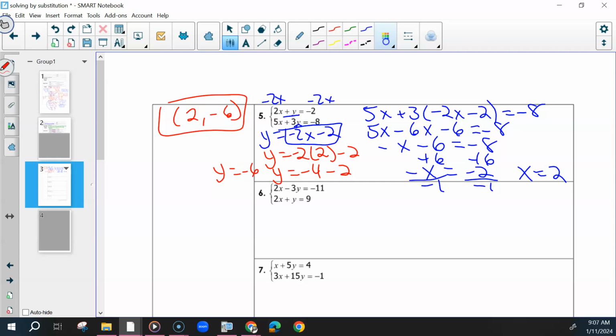As you're doing notes, if you're just copying down what I'm doing and not trying it on your own, you're not really getting the hang of it either.